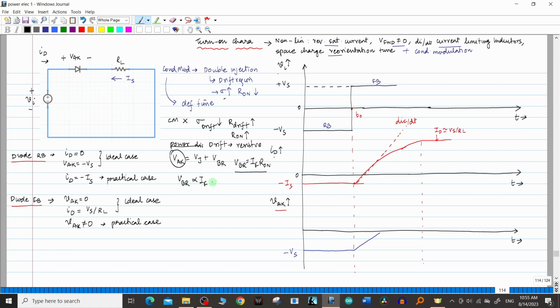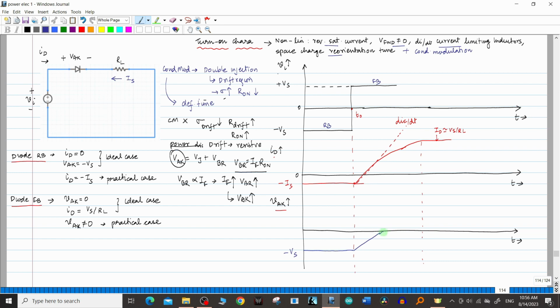proportional to IF. That means when IF increases, VBR would increase, and if VBR increases, naturally VAK also will increase. So an interesting thing is going to happen here. You see, the current is increasing. The current is still increasing. The voltage is here. The current is still increasing.